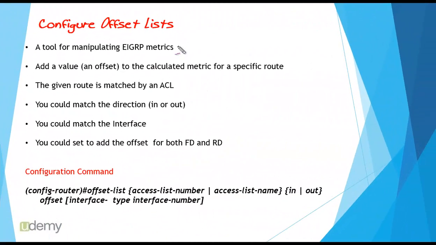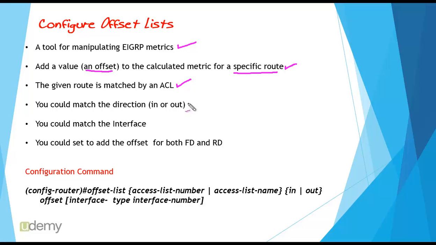Offset list is another tool for manipulating EIGRP metrics. With an offset list, you add a value, which is called an offset, to the calculated metric for a specific route. So you choose a route and then tell the router to add this value for this route. But how could we choose the specific route? By writing an ACL. To specify our route, we first have to write an ACL with a permit statement. We could specify the prefix and the prefix length both, and then match it with that specific route that we want to add the offset value to.